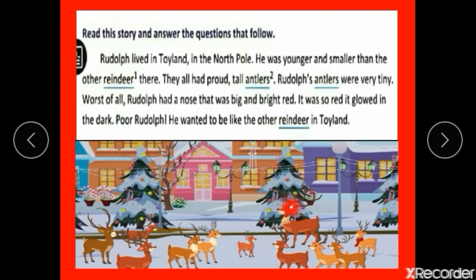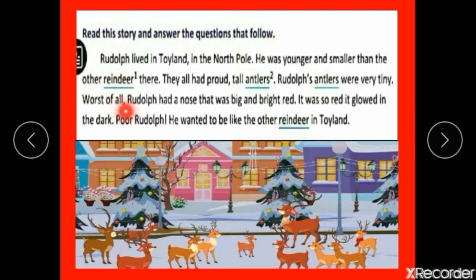Horns shaped like branches. Reindeer horns are shaped like branches. That is called antlers. Rudolph's antlers were very tiny. Underline the word tiny. Tiny means small.